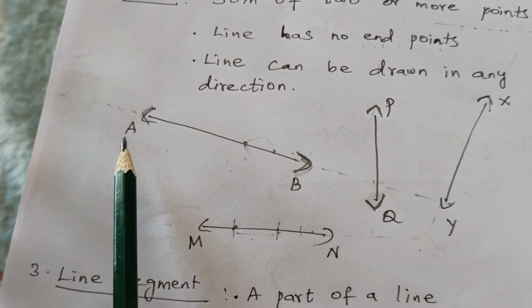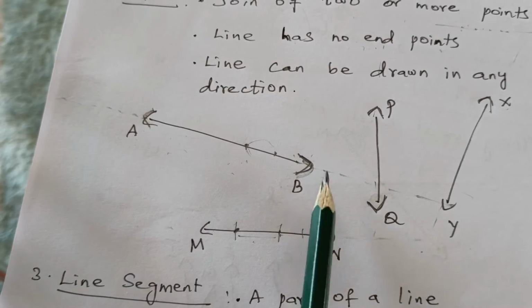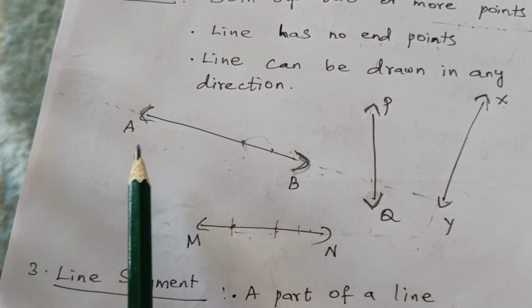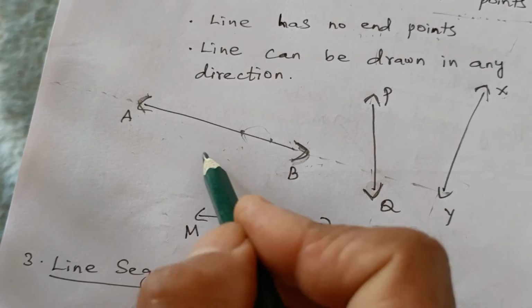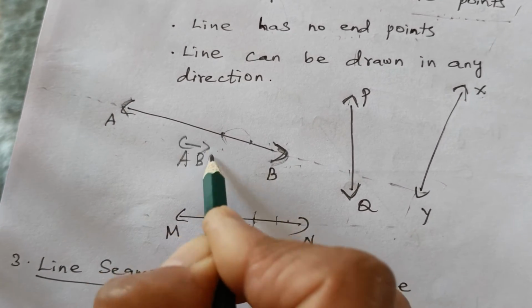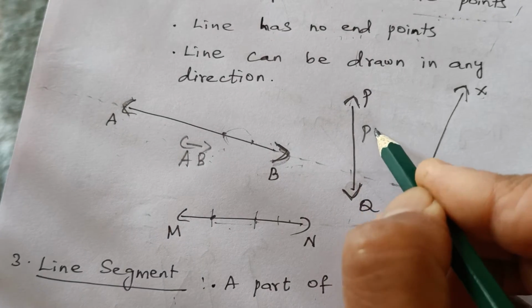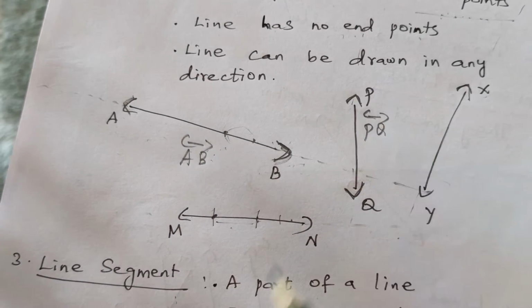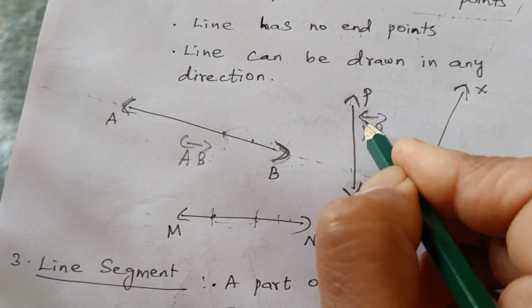Now the line is named by 2 capital letters, one at the left hand side arrow, one at the right hand side arrow. AB. We call it line AB. And how do we write it using the symbol? Line AB. This is the name of this line. And this, how do you name it? Line PQ. With the arrow marks only we have to put. This is line PQ. Arrow mark on both the sides.